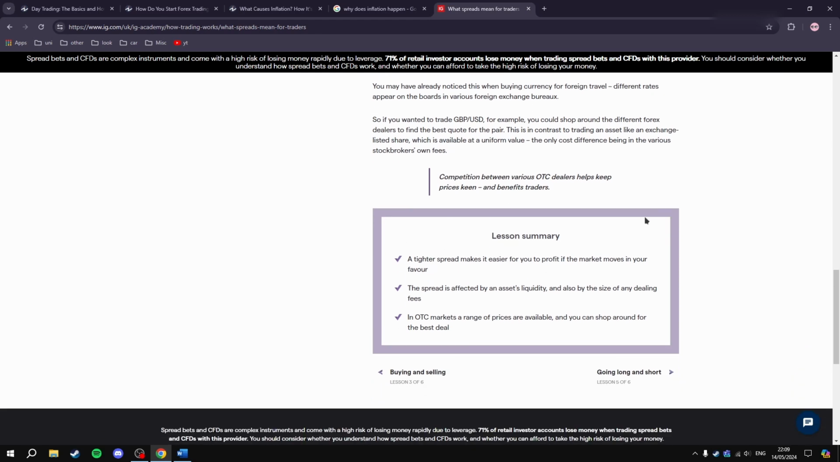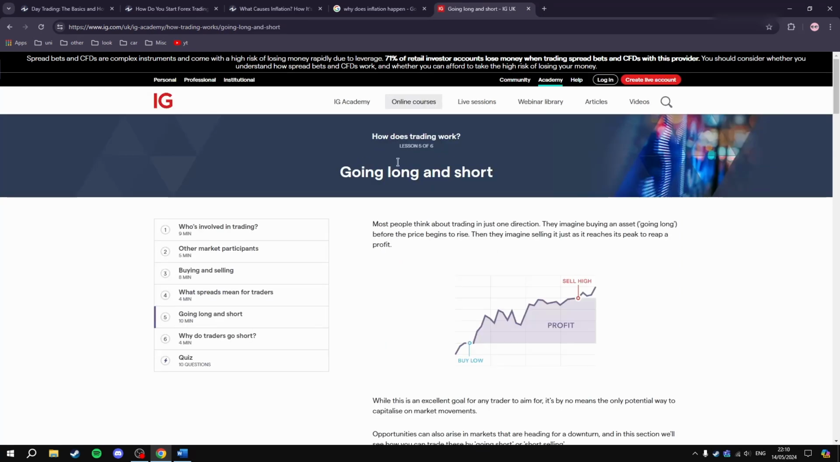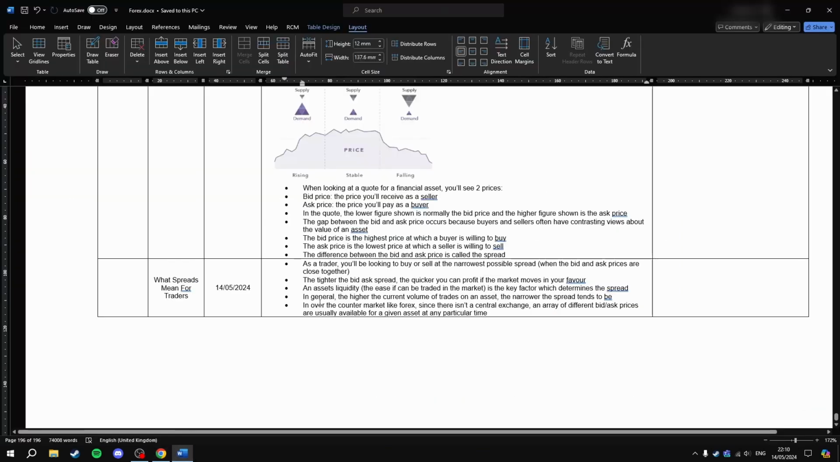Cool. Lesson summary. A tighter spread makes it easier for you to profit if the market moves in your favor. The spread is affected by an asset's liquidity and also by the size of any dealing fees. In over-the-counter markets, a range of prices are available and you can shop around for the best deal. Cool. Going long and short.